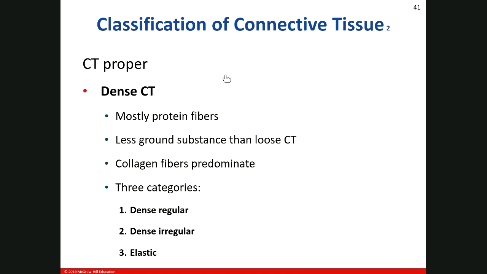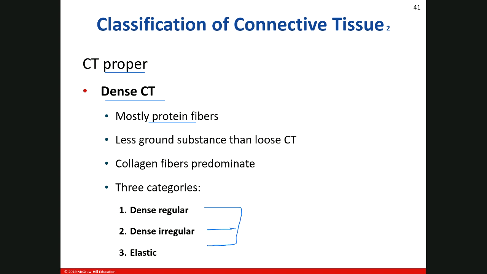All right, the next type of connective tissue is the proper connective tissue. Well, not the next type, sorry. Still on the first type is the dense connective tissue. Okay, this is the one that has very little ground substance, but it has tons of protein fibers, specifically collagen, because collagen is the strongest. All right, so you're going to see this type of connective tissue, the dense connective tissue. We're going to see three different types here: dense regular, dense irregular, and then elastic.